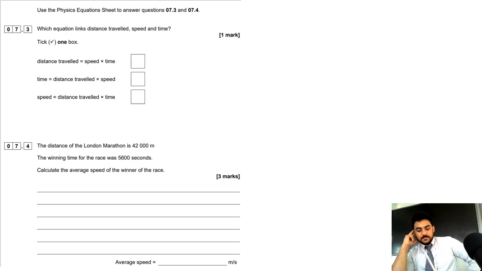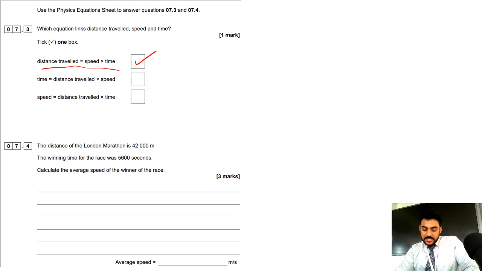Okay, use the physics equation sheet to answer these questions. Write the equation that links distance traveled, speed, and time. Speed equals distance over time. Distance traveled, therefore, equals speed times by time. It's already on the equation sheet. It looks like that on the equation sheet, so it's really easy.